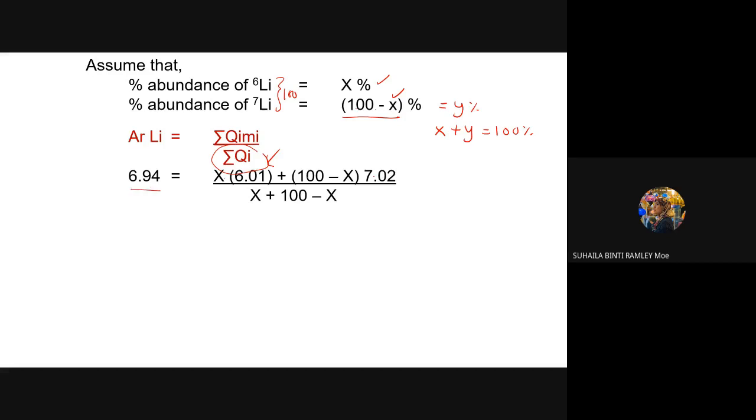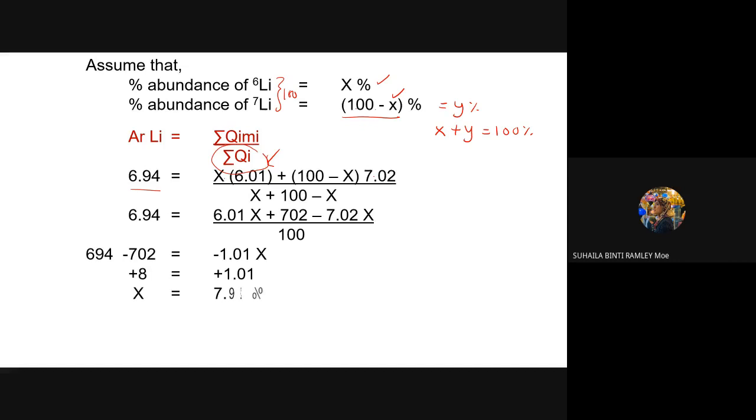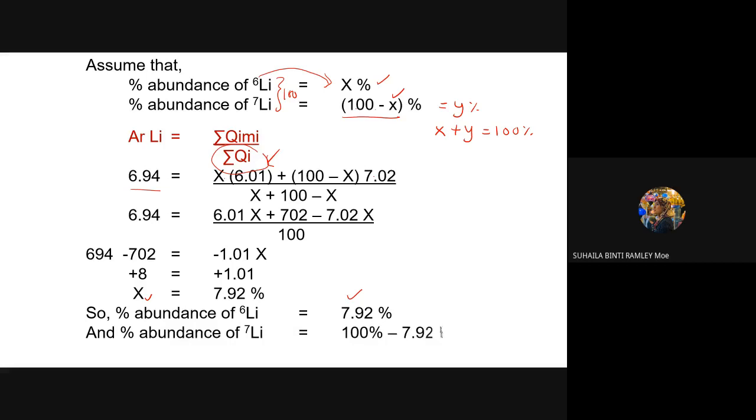6.92 is given in the question. Calculate for X, we have 7.92%. So after calculating, we need to do a conclusion. We conclude the percentage for lithium 6: X represents lithium 6, so the percent for lithium 6 is 7.92. And for lithium 7, 100 minus 7.92, which is 92.08%.